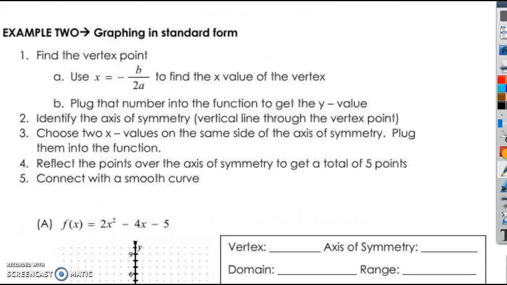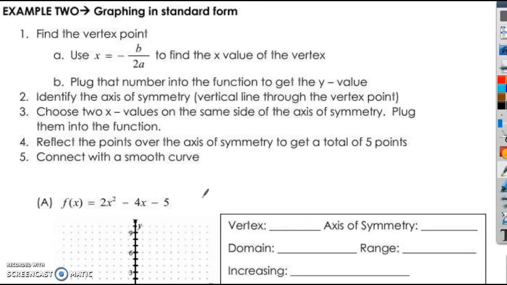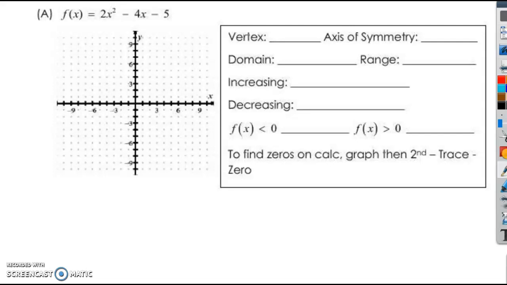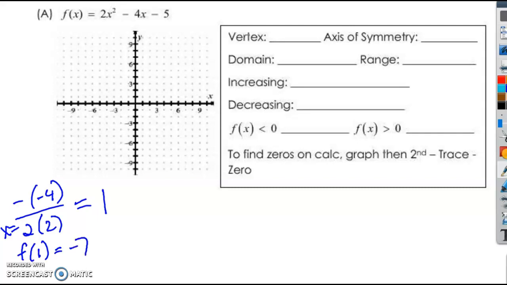So let's go ahead and start with graphing in standard form. So if you've got it in standard form, first thing you need to do is find the vertex, negative b over 2a. So let's go ahead and figure out what's negative b over 2a. In this problem, it ends up being, I should be writing x equals 1. Now when I plug in 1 into this equation, what's f of 1? I end up getting negative 7. So the vertex is at 1, negative 7. So I'm going to go ahead and plot that.